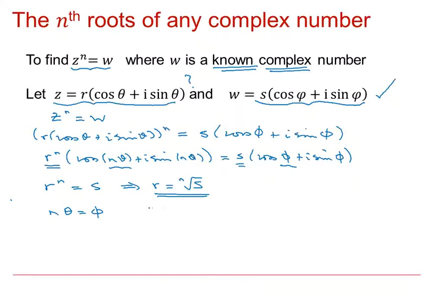However, in order to get all n roots of w, we can't just consider phi, we need to consider phi plus multiples of 2 pi. So we look at phi plus 2k pi, which means that theta, which is again the thing we're looking for, is (phi plus 2k pi) over n.